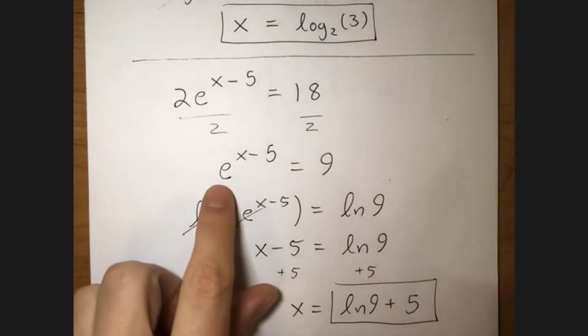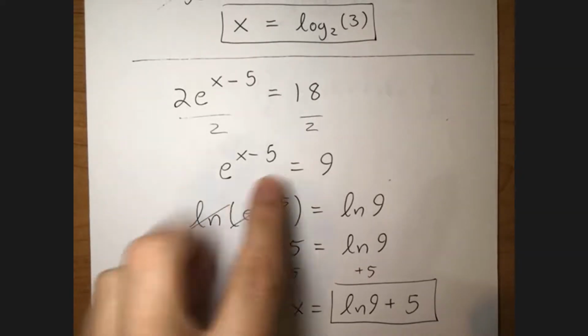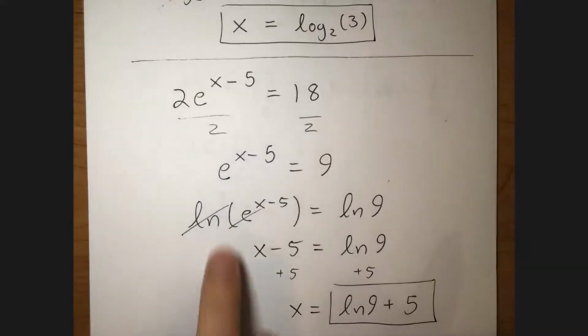So once you get the exponent by itself, you can just take the log, and it gets rid of the base.